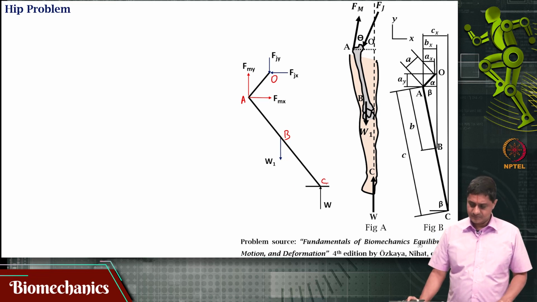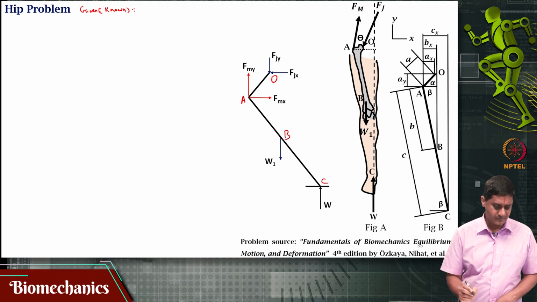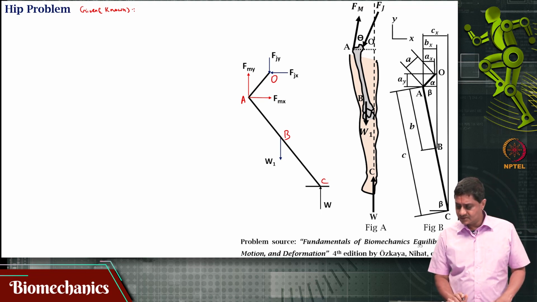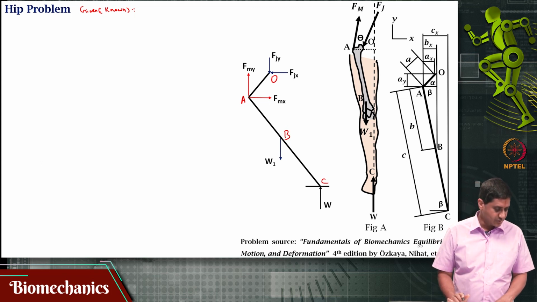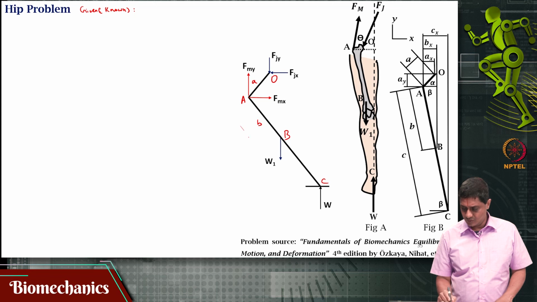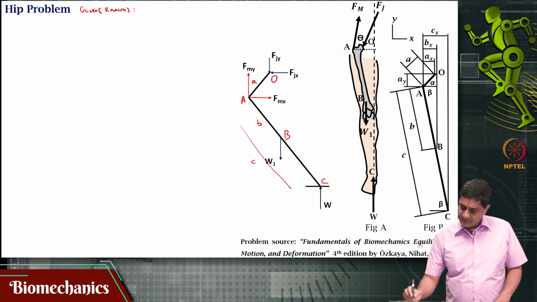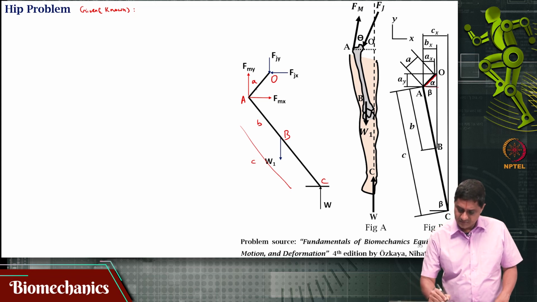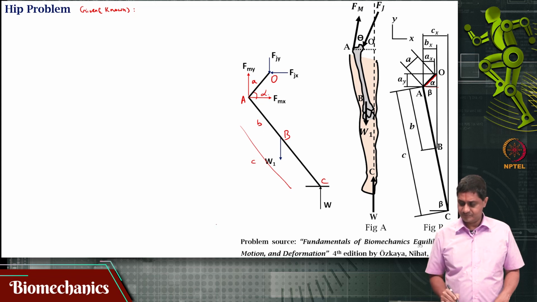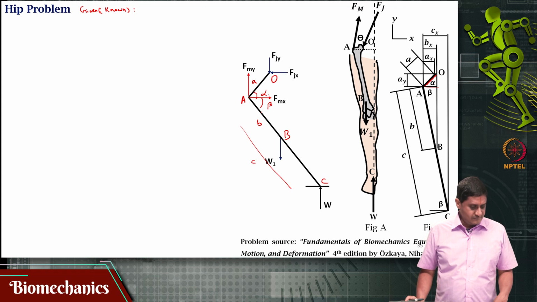What are the knowns in this? What is known or given? Well, the distances a, b, c are known. W1 is known, W is known. For convenience, the angle that the line AO makes with the horizontal is given to be alpha and that angle is given to be beta.